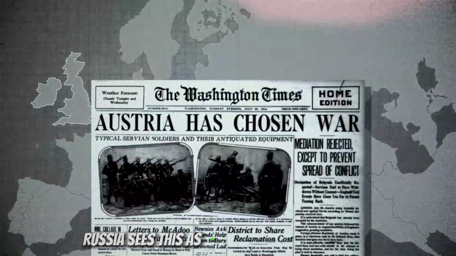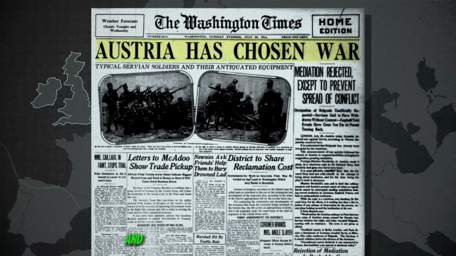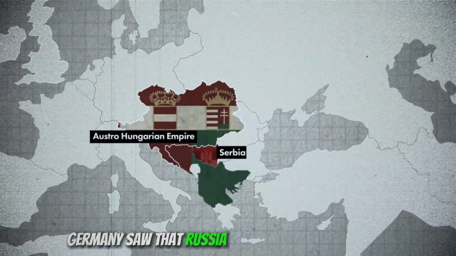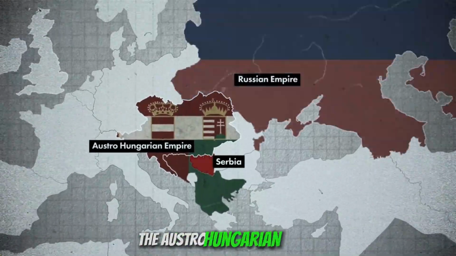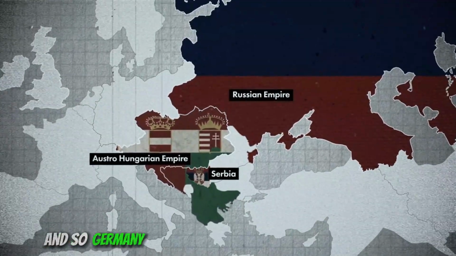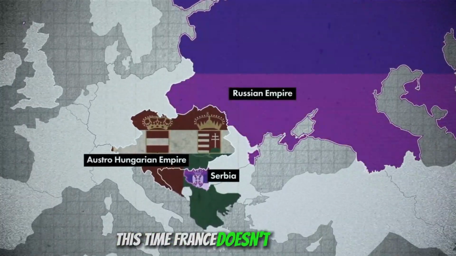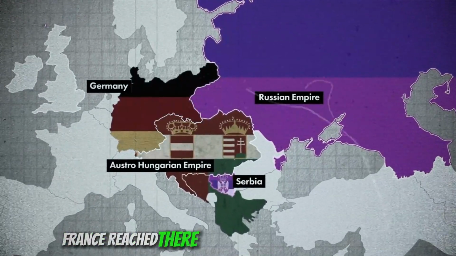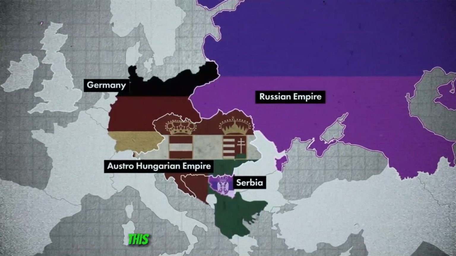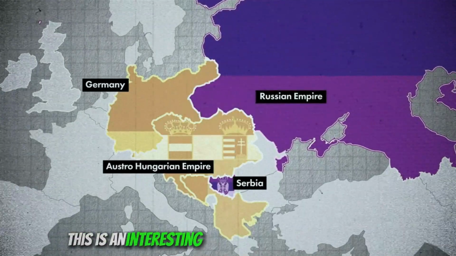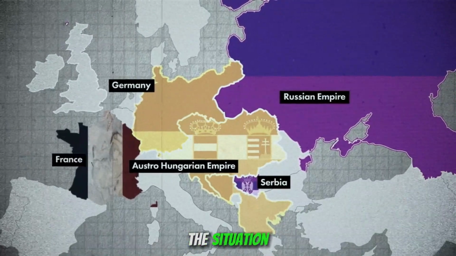Russia sees this as an attempt to annex Serbia, and so Russia went to save Serbia. Germany saw that Russia was taking arms against the Austro-Hungarian Empire, and so Germany went to save the Austro-Hungarian Empire. This time, France doesn't stay behind. France reached there in support of Russia and Serbia. This created an interesting chain called the Chain of Friendship. This is an interesting caricature drawn to describe the situation.